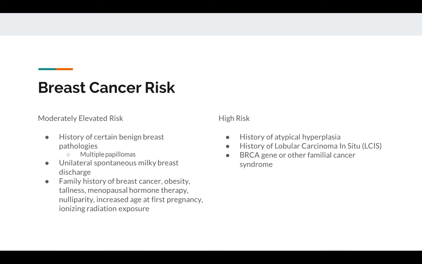So I do want to point out to you that you should be aware of the characteristics which make a person at higher risk for breast cancer. The population here on the right, the individuals who have had atypical hyperplasia, a history of LCIS, or they have a positive BRCA gene or other familial cancer syndrome. These are the women that we're going to recommend that they consider at least some type of risk reduction therapy. Typically the medications we use are tamoxifen, raloxifene, or aromatase inhibitors.